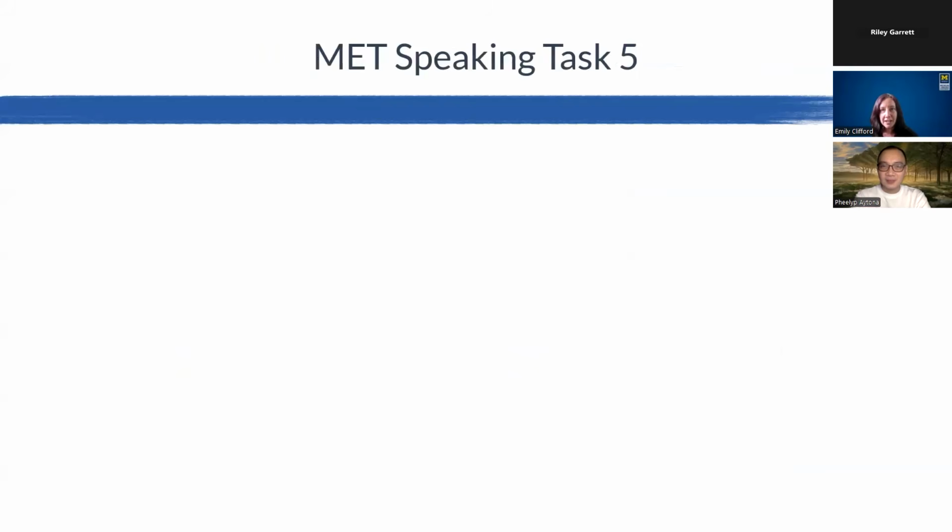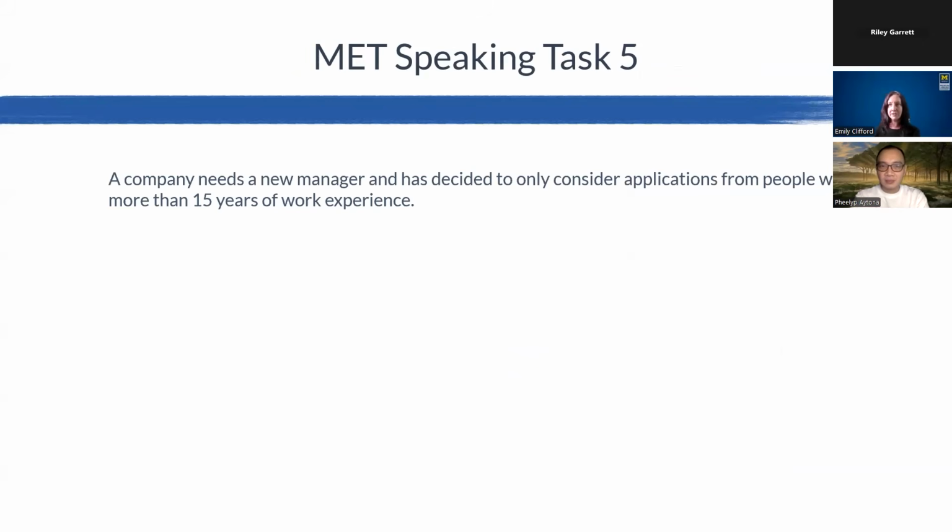Should we have a look at what the prompt is actually asking you to do here? Because in task five, they won't be the same, but they will follow a similar structure. So usually they will start with a situation. In this example, a company needs a new manager, and they're only going to consider applications from people with more than 15 years of work experience. So there's your situation. It will usually be something that can be seen from different perspectives, so there might be arguments for or against.